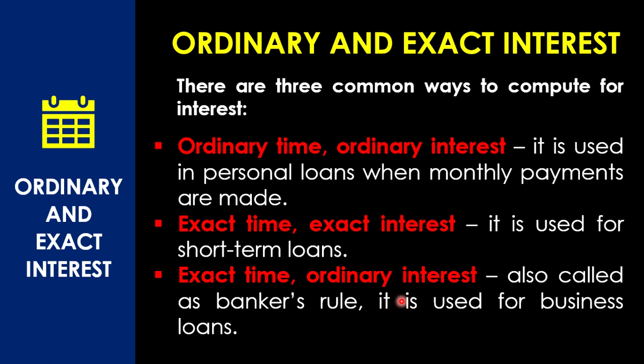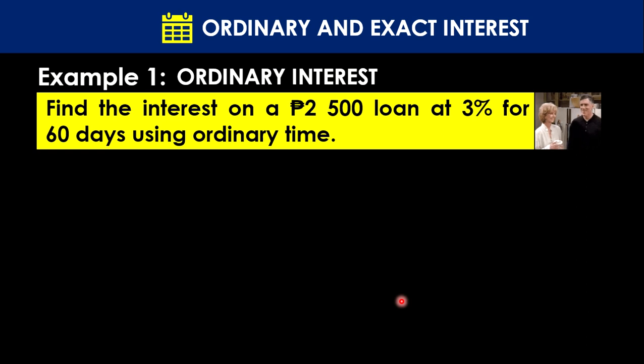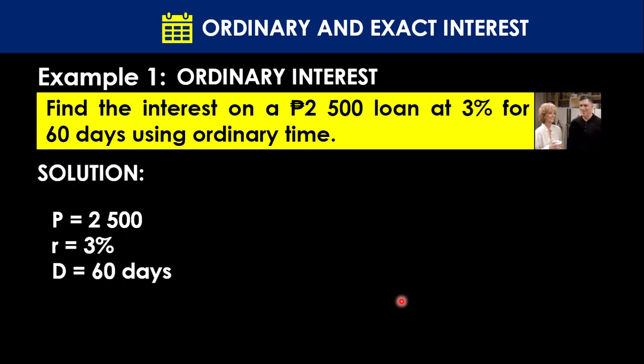So let's try to solve some problems involving this. Example number 1, ordinary interest. Find the interest on a 2,500 peso loan at 3% for 60 days using ordinary time. So we have here the given principal amount of 2,500. We have the rate of 3%. And then we have D as 60 days. So all we need to do is compute the ordinary interest.